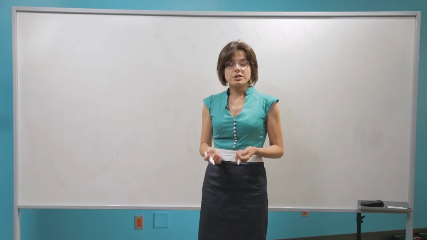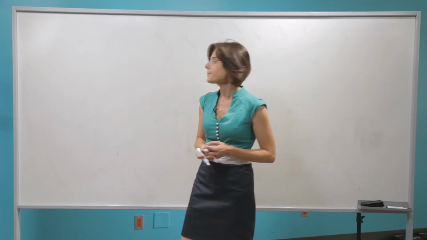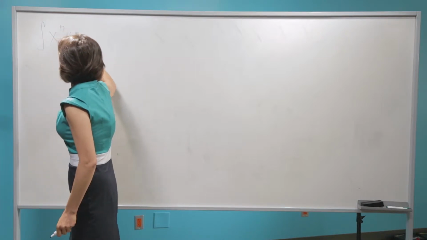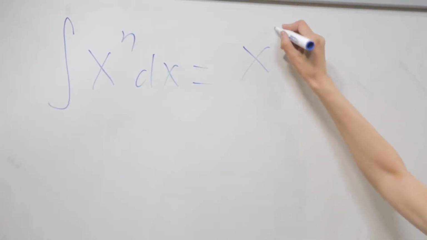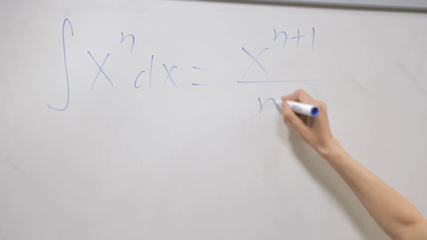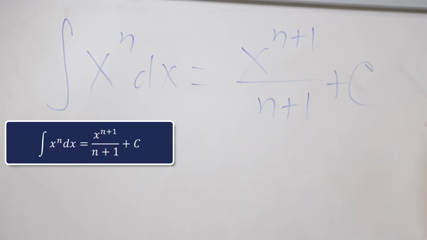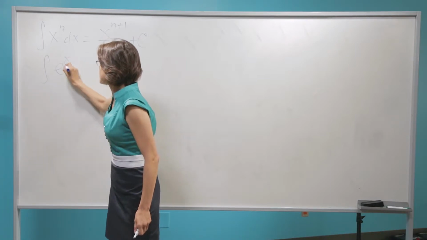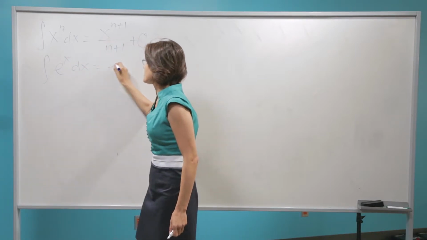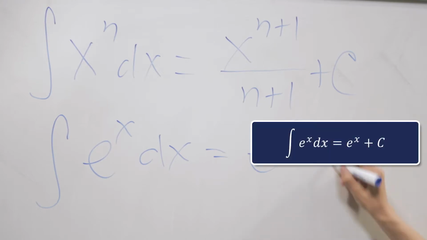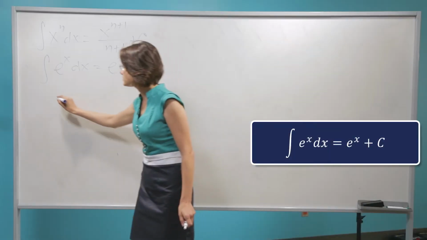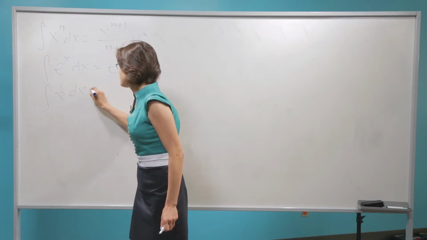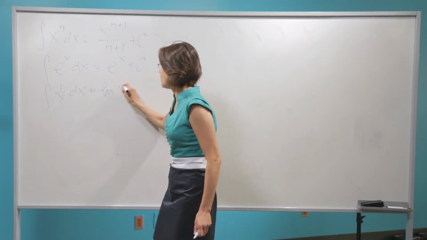For integration, for general antiderivatives, we use some formulas. So the integral of x to the power of n dx is equal to x to the power n plus 1 over n plus 1 plus constant c. The integral of e to the power of x dx is just the exponential function itself plus constant c. The integral of 1 over x dx is just the logarithm of x plus constant c.